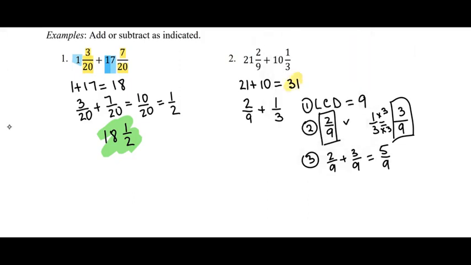My whole part was 31. My fractional part is 5 over 9. And I'm going to put the answer back together. So that would be equal to 31 and 5 over 9.